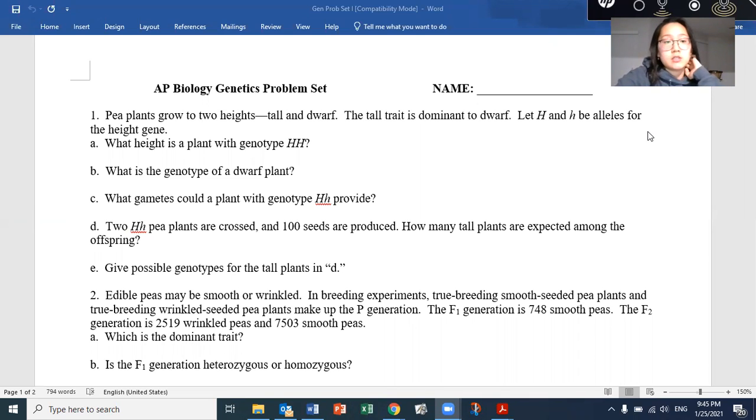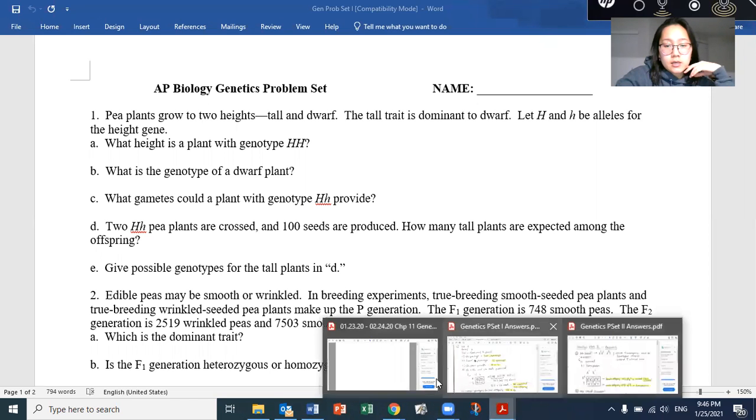So for number 1, as you can see on the screen, it says pea plants grow to 2 heights, tall and dwarf. The tall trait is dominant to dwarf. That means it's going to be the capital letter, right? Like capital H and lowercase h are alleles for the height gene. And the questions are asking: A, what height is a plant with genotype HH, both capital? B, what is the genotype of a dwarf plant? C, what gametes could a plant with genotype capital H, lowercase h provide? And D, 2 heterozygous pea plants are crossed and 100 seeds are produced. How many tall plants are expected among the offspring? And then E, give the possible genotypes for the tall plants in part D.